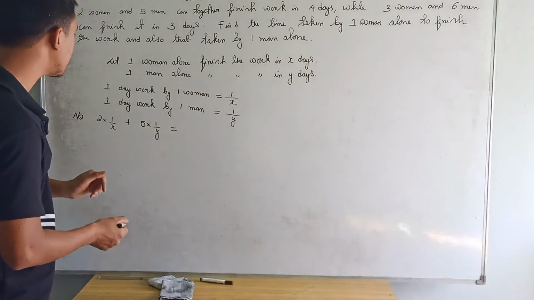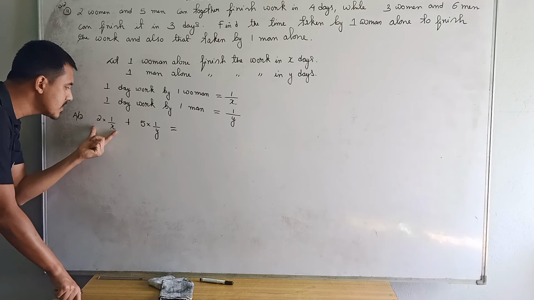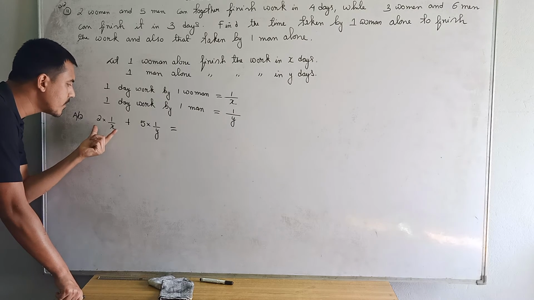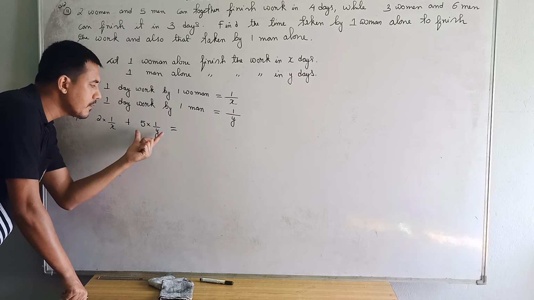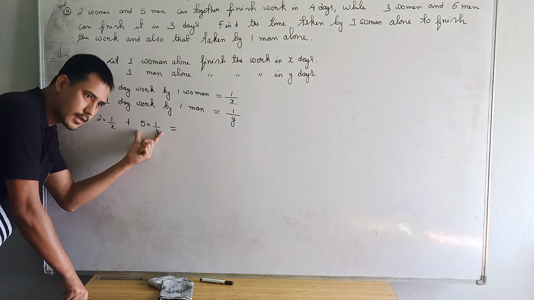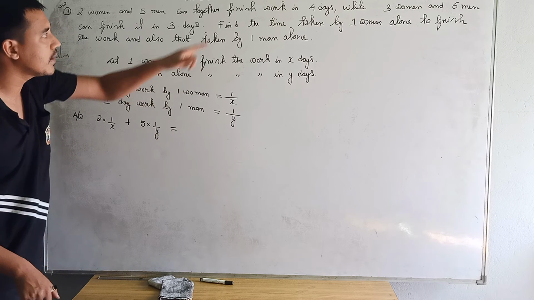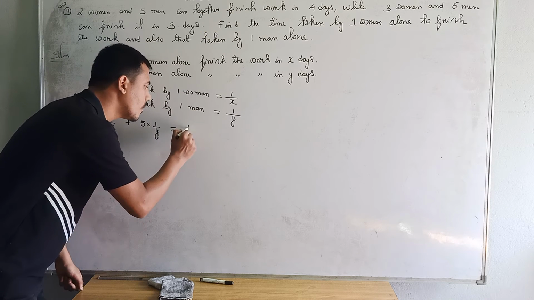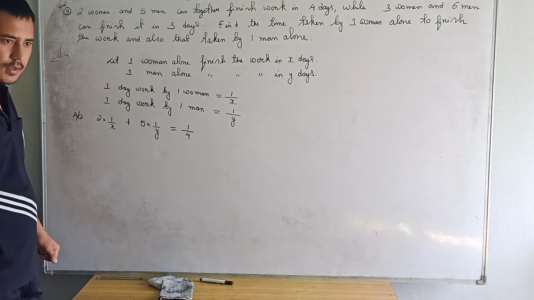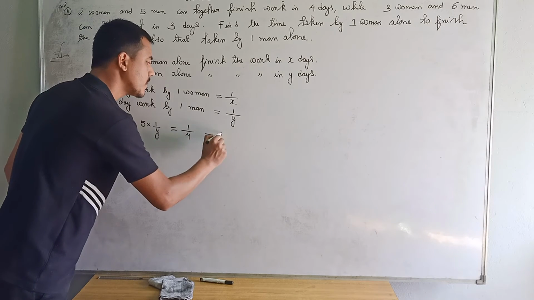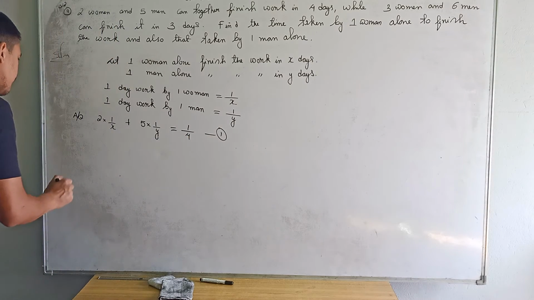They can finish it in 4 days. But what is this? This is the work done by 2 women in 1 day. This is the work done by 5 men in 1 day. Then together in 1 day, they can finish only 1 part out of the total days, that is 4. Are you getting me? So this will be your first equation.